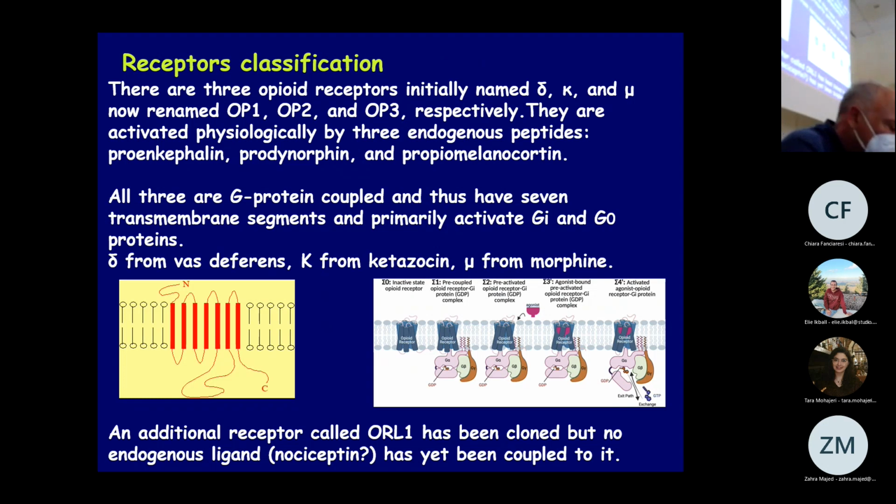Receptors classification. So we have seen the ability of the enkephalins to interact with opioid receptors. These opioid receptors are able to stabilize the presynaptic fiber by a strong efflux of potassium from the neurons. And so we have a hyperpolarization of the neuron membrane.